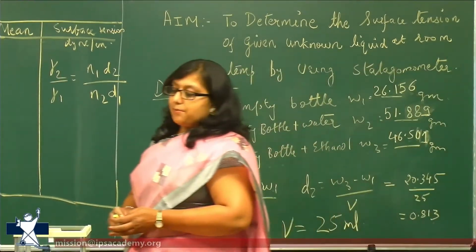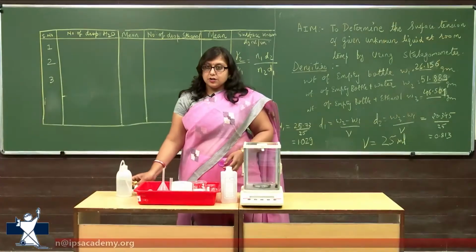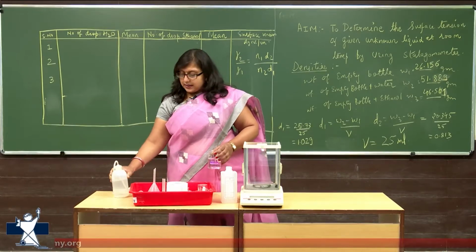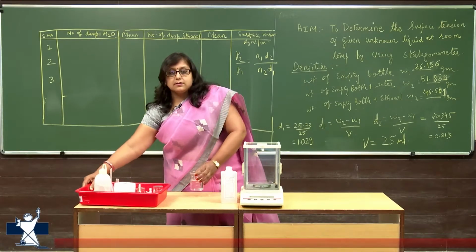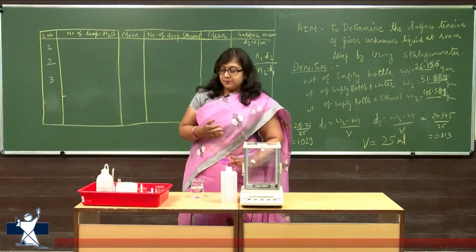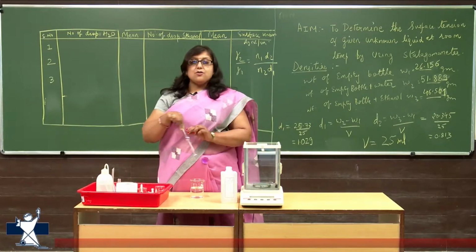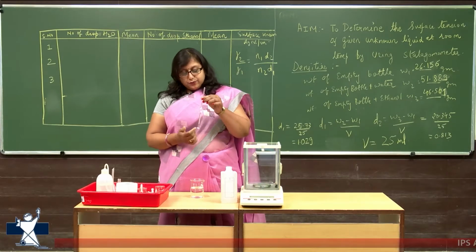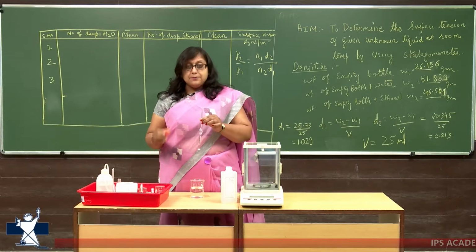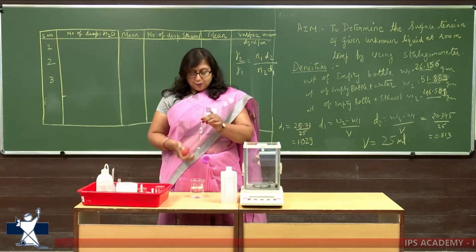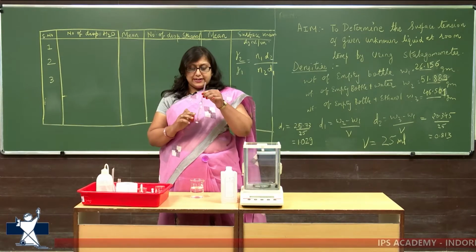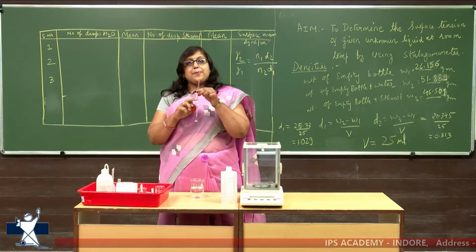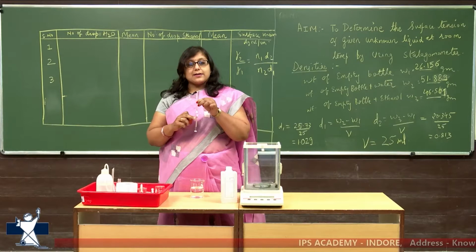To calculate the number of drops, we have taken ethanol in the beaker, and this is the stalagmometer. Now with the help of this bubbler, I am going to fill the liquid in this stalagmometer. There are 2 marks, as I have shown in the diagram also. This upper mark is A and this lower mark is B.